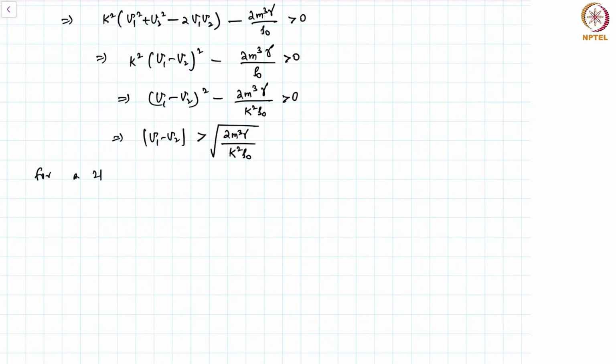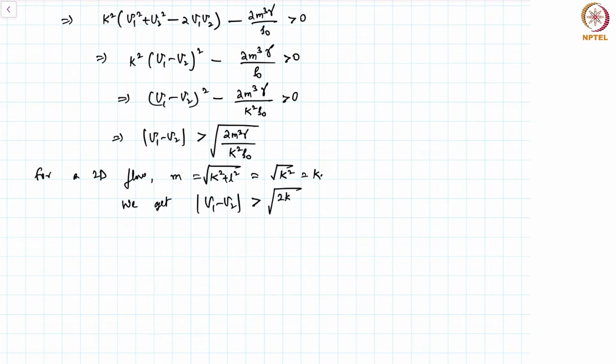For a 2D flow, m squared, which is the square root of k squared plus l squared, essentially becomes m, which is k. In other words, if we consider a 2D case, just for the sake of it, without any loss of generality, we get that the magnitude of u1 minus u2 will essentially be 2k gamma by rho naught.